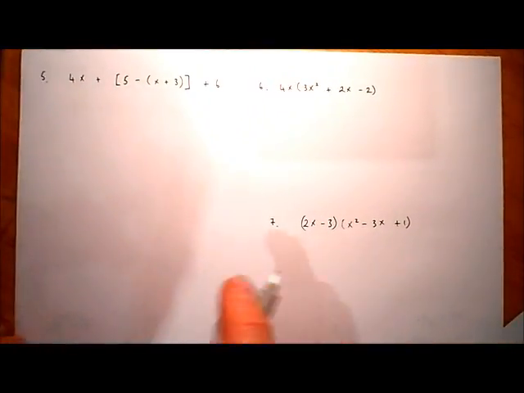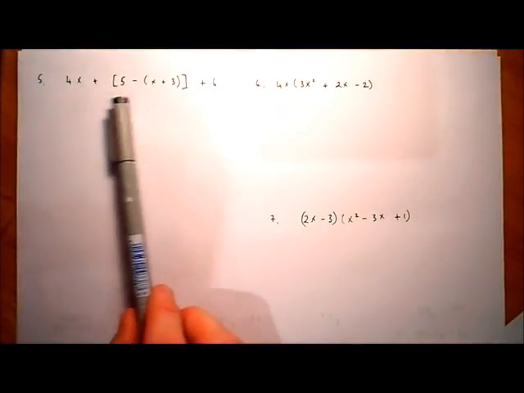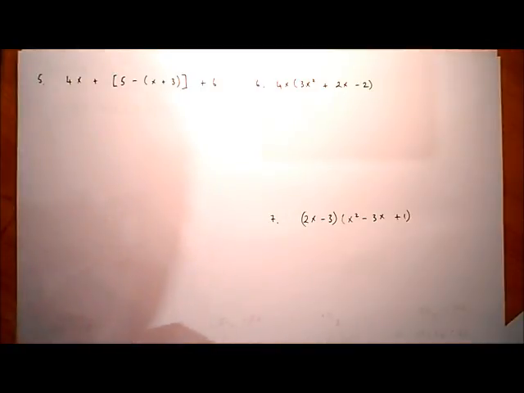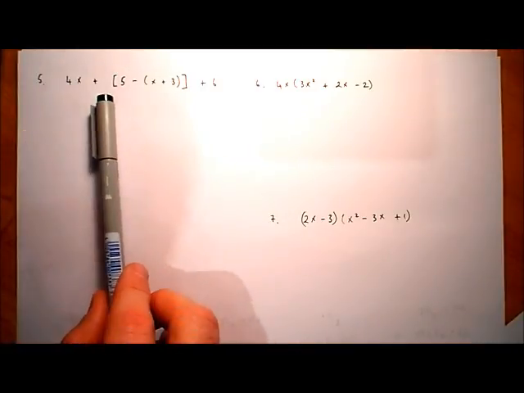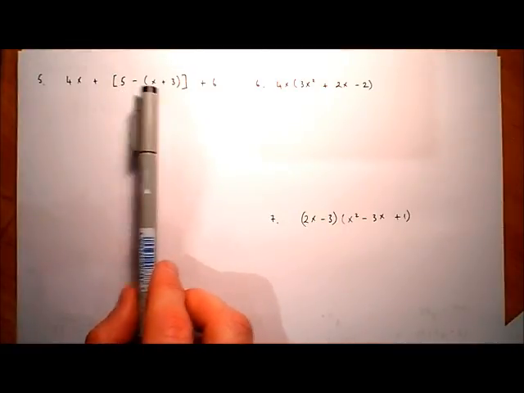Okay, let's have a look at the next question then. So the next question, we have question 5. We've got these square brackets, and square brackets are exactly the same as any other type of brackets. They're just put in when you have a lot of brackets in the question. So the first thing we're going to do is have a look at the bit inside the brackets, and we're going to add up any terms that we can.